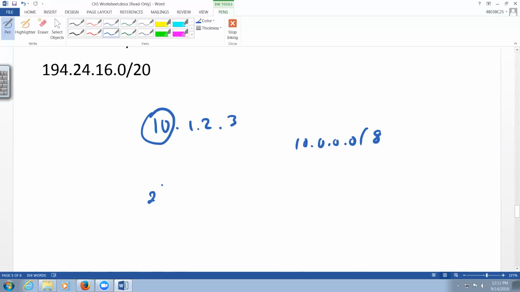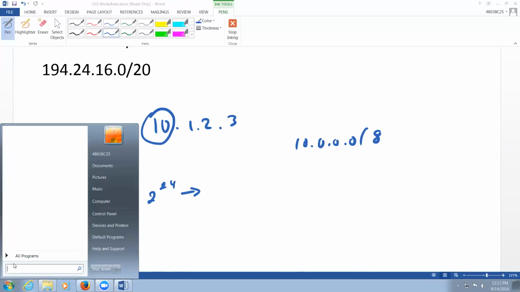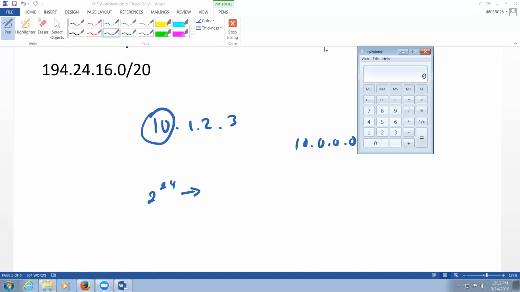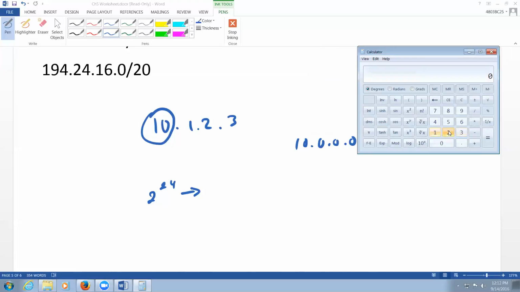What is 2 to the 24? That's how many hosts you can have on this network. 2 raised to the 24 power. I forgot, it's like 18 billion or something. Let's take a look real quick on the calculator. We're going to go into scientific view, big number. 2 to the 24 is 16,777,216.